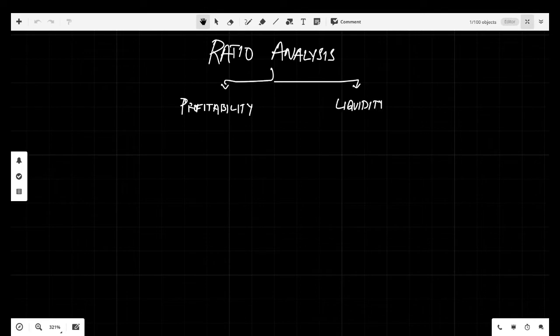The name tells us: the profitability ratios tell us how profitable a business is, and the liquidity ratios tell us the cash position of the business. So in the profitability ratios, the first ratio that we look at is gross profit margin. Sometimes we also call it GP margin. How do we calculate it?